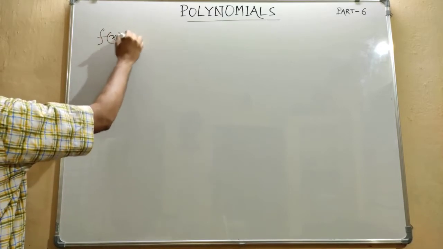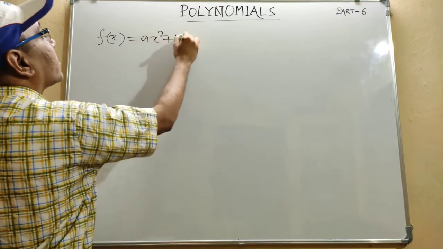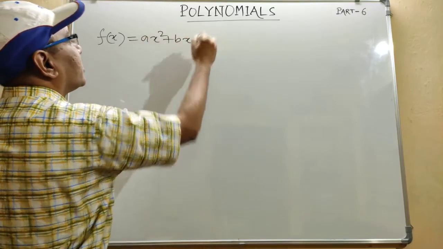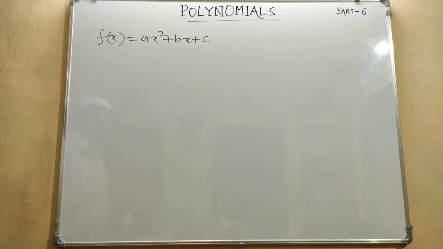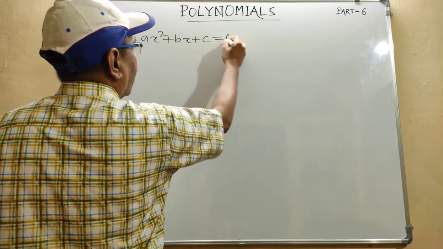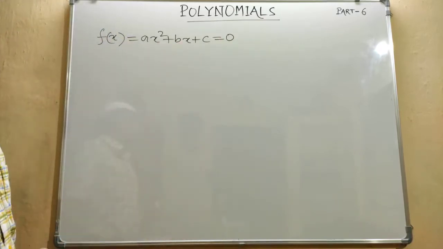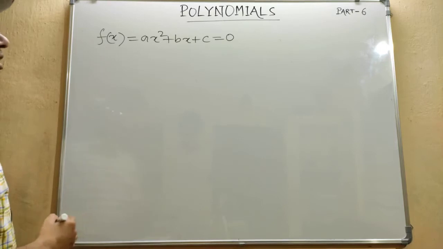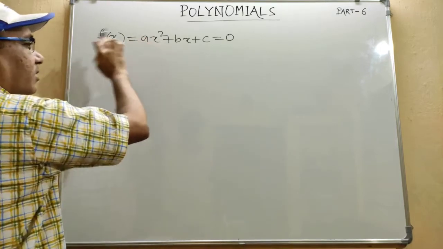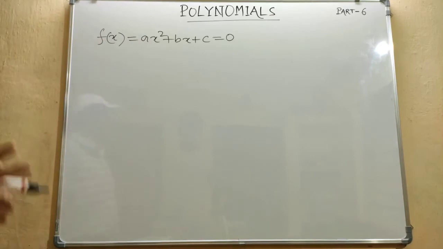Let f(x) = ax² + bx + c be a polynomial. Obviously it is a quadratic polynomial because it is a polynomial of degree 2. If you write it equal to 0, it becomes an equation. Now it is a quadratic equation. Since its degree is 2, this equation will have two roots.